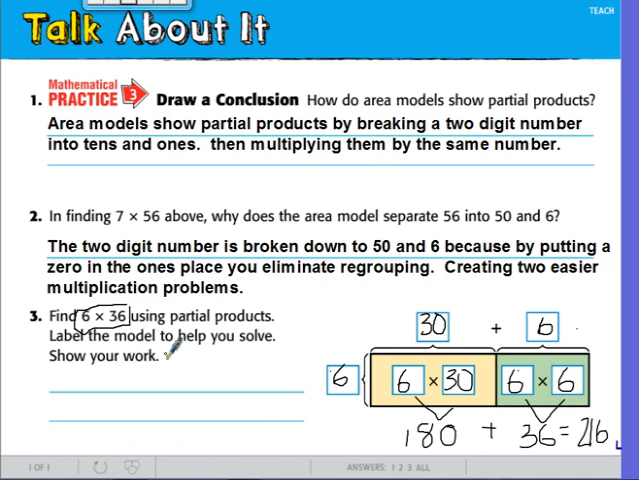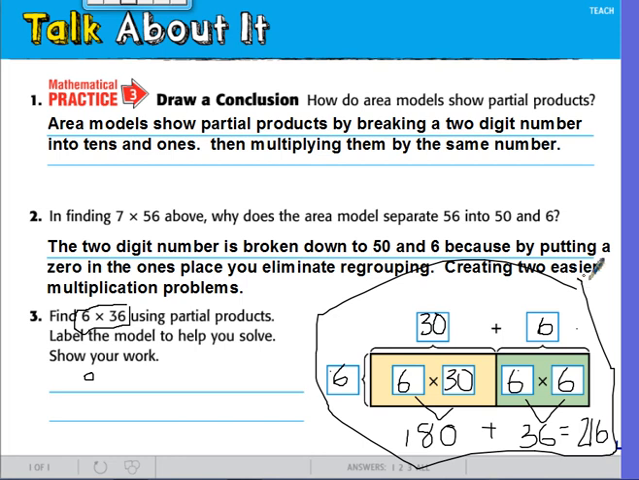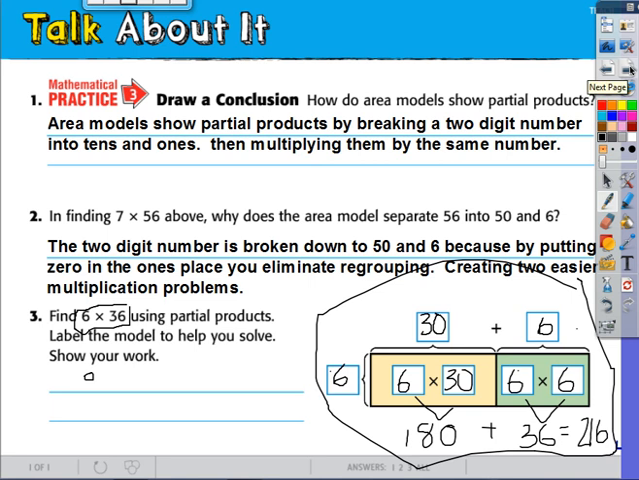Now, over here, it says label the model and show your work. So what they wanted you to do is fill in this whole model and then put the 180 plus 36 equals 216 over here. But like I said, I like doing this because this is the way that we show our work for everything. Everything that we've done so far, any kind of order of operation, we've always put our little V's under there and dropped our answer down and rewrote the whole problem, right? Okay. So if you want to show your work like this, that's fine. All right. Moving on.